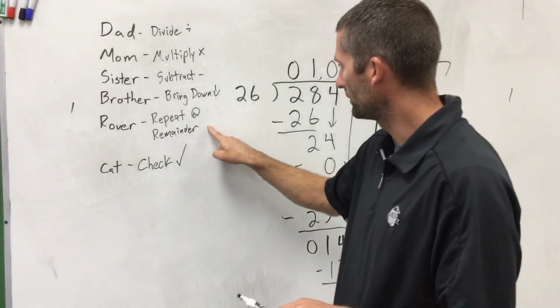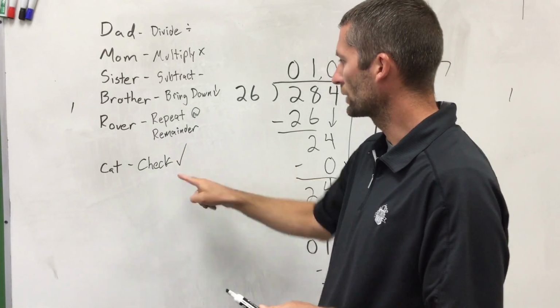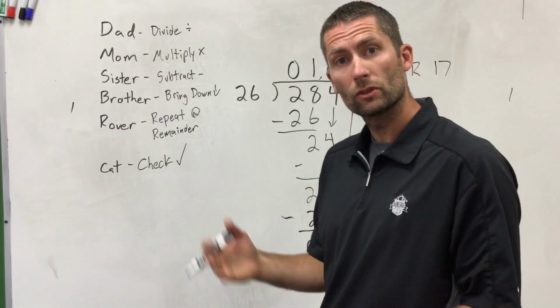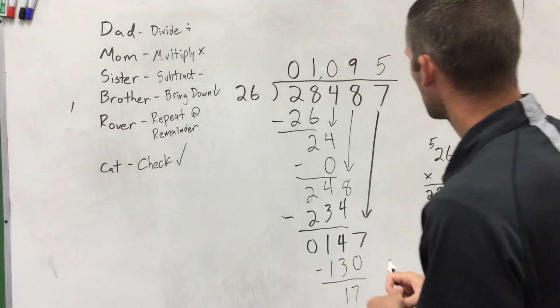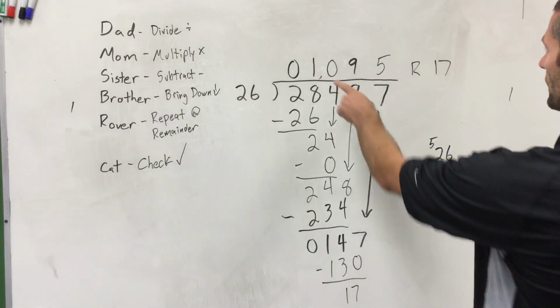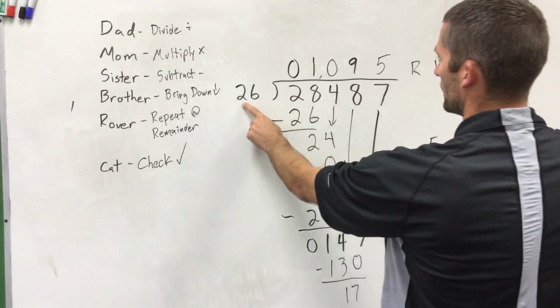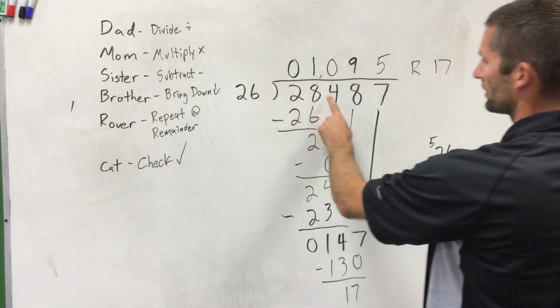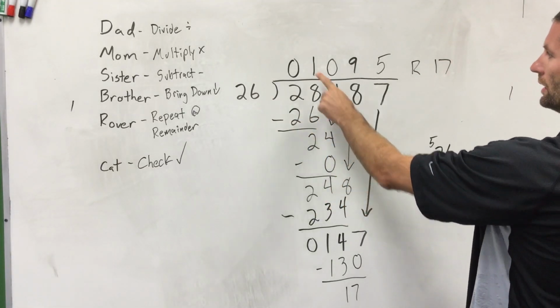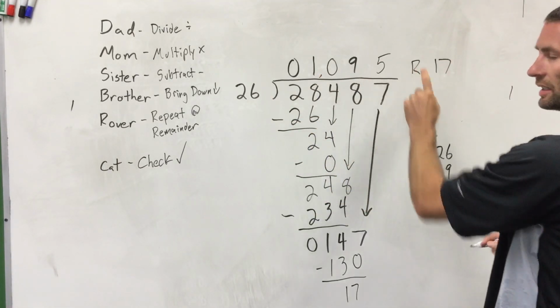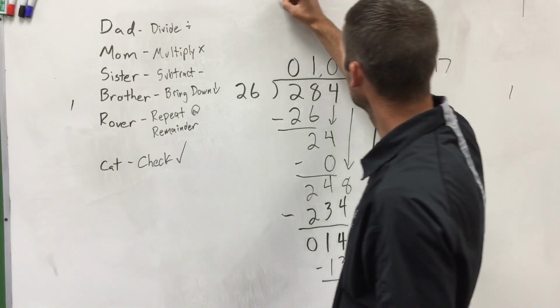Okay, before I'm done, I want to check my work. I want to make sure it makes sense. I'm going to do this in reverse this time, instead of compatible numbers. 1,095 remainder 17 times 26 should give us this number. So I'm going to take a number close to 1,095. I'm just going to take 1,000.